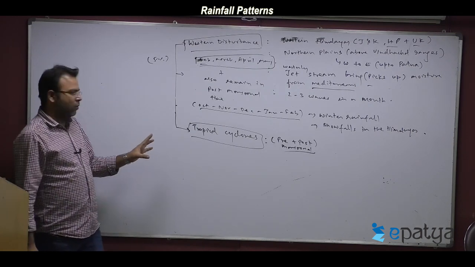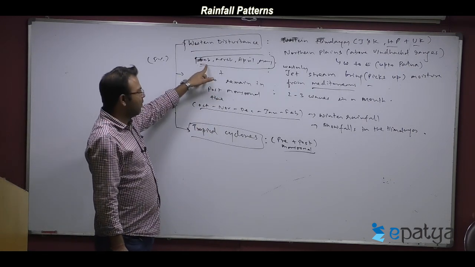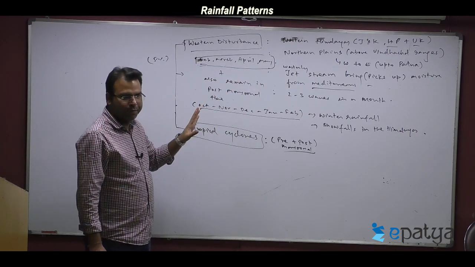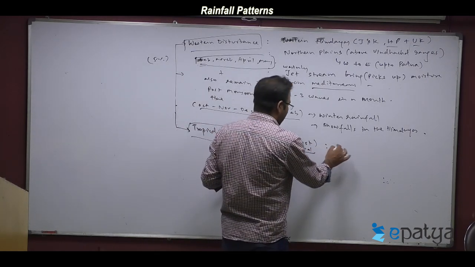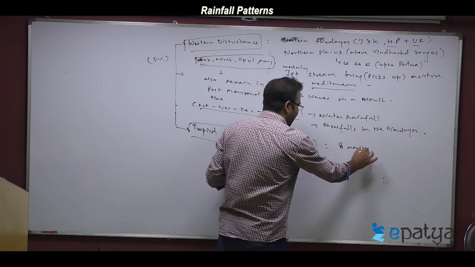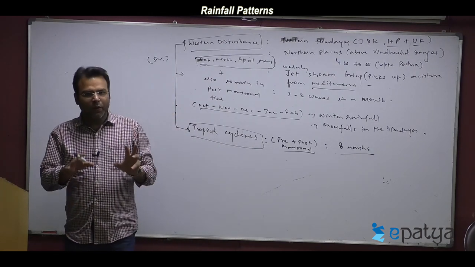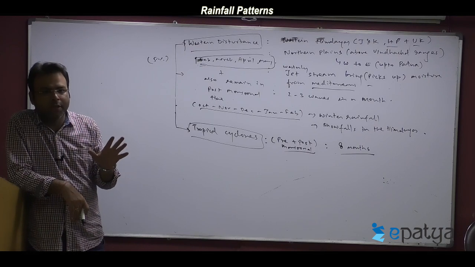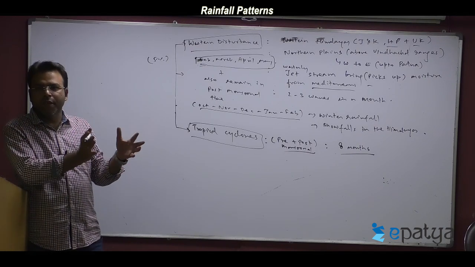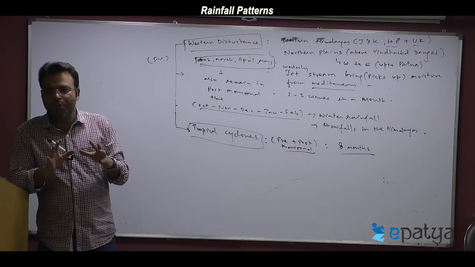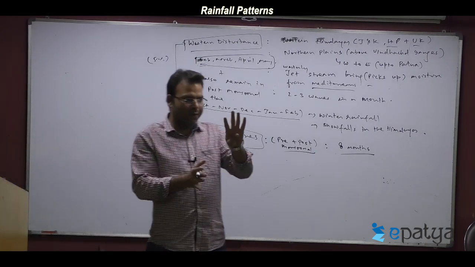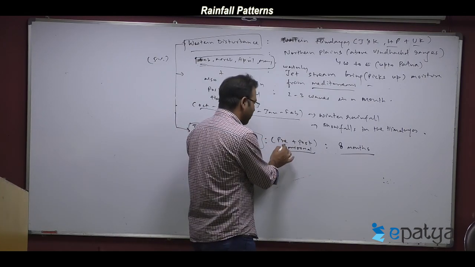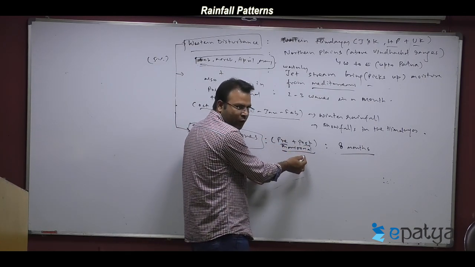So pre and post-monsoonal nature means the same timing: February, March, April, May, October, November, December. These 8 months in a year your cyclonic rainfall could be caused. How many months? Out of 12 months, 8 months: 4 months pre-monsoon, 4 months post-monsoon. So monsoonal timing is only 4 months, isn't it? June till September, 4 months; pre-monsoon means 4 months, post-monsoon also 4 months.